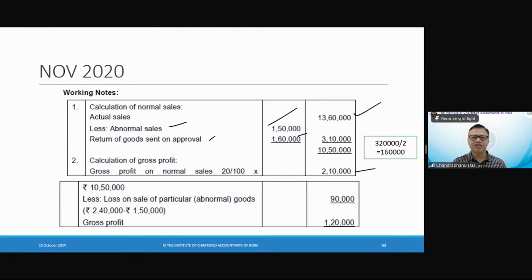From the actual sales, you take out the abnormal sales and goods sent on approval, and you get the normal sales. Now, what is the gross profit on normal sales? It is 20 by 100 into that 10,50,000, you get 2,10,000, and you deduct the loss on that particular item of 90,000, that is 2,40,000 which was sold for 1,50,000. So when you deduct 90,000 from 2,10,000, you get the gross profit as 1,20,000. So this is my gross profit.